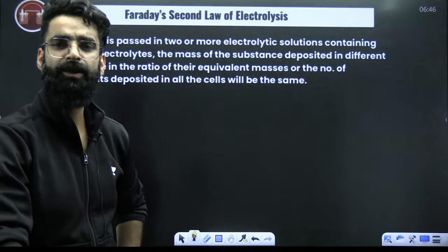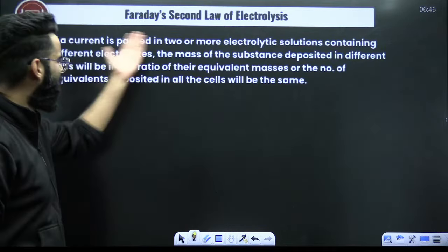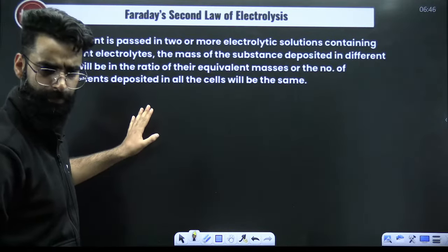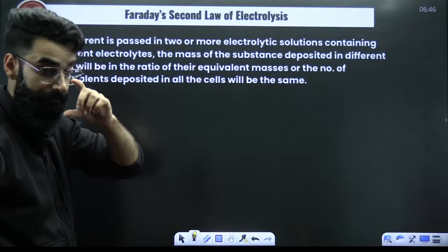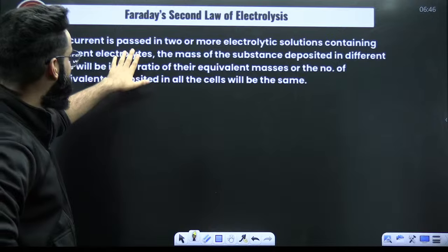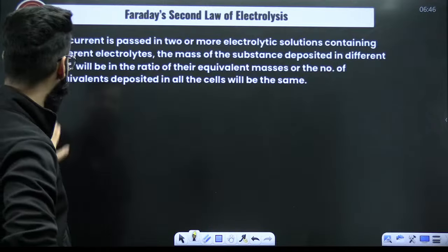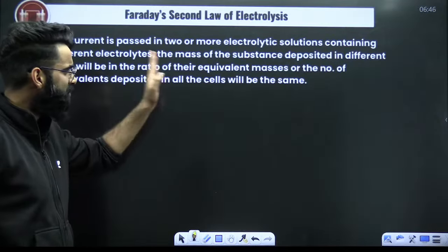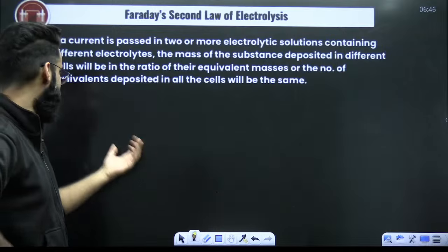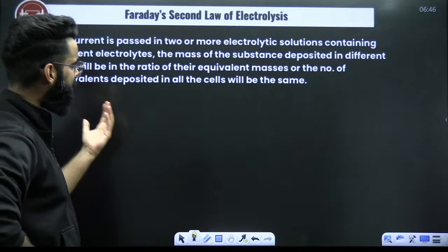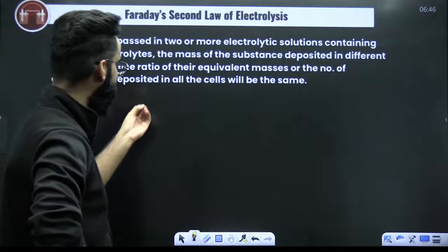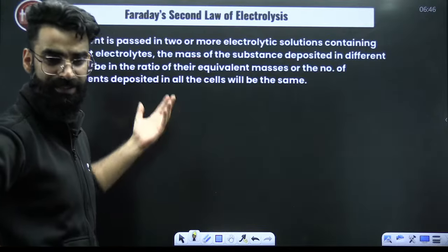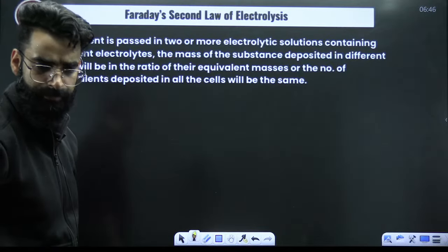What does Faraday's second law of electrolysis state? Let's have a look at the definition first, then I'll make you understand. If a current is passed in two or more electrolytic solutions containing different electrolytes, the mass of substance deposited or liberated in different cells will be in the ratio of their equivalent masses, or the number of equivalents deposited in all the cells will be the same. Now, what is meant by this whole statement?